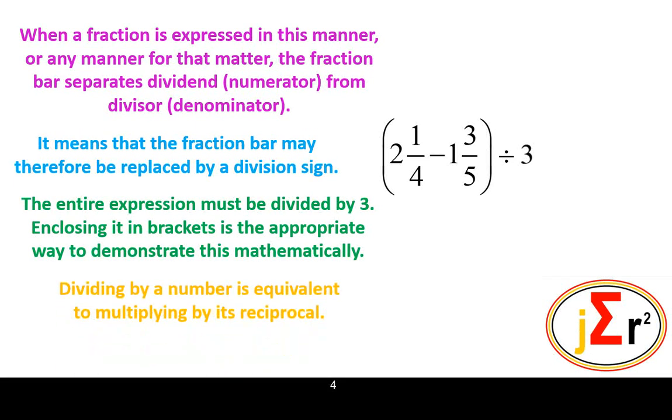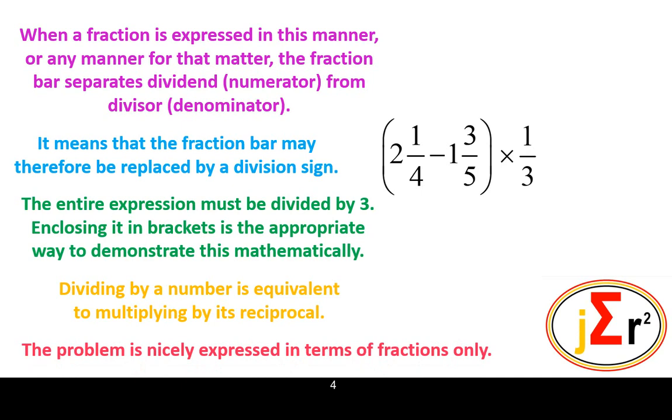Dividing by a number is equivalent to multiplying by its reciprocal. We remember that from primary school: when we are dividing by anything, whether it is a whole number or a fraction, we are multiplying by its reciprocal, and that is shown right there. The problem is nicely expressed in terms of fractions only, so we may just go ahead and manipulate those fractions.